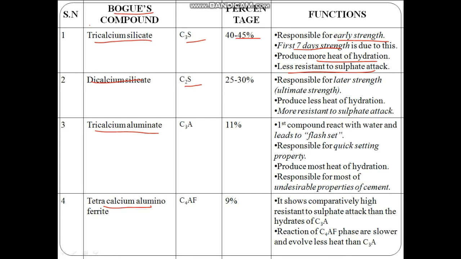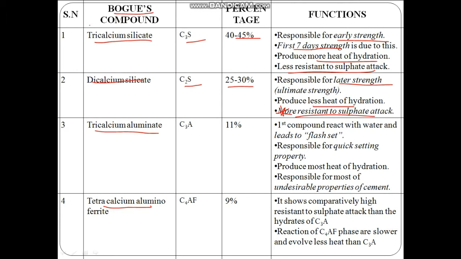Dicalcium silicate should be in the range of 20 to 30%, and it is responsible for later strength. It produces less heat of hydration and it is more resistant to the sulfate attack. This is a more important point. It is more resistant to the sulfate attack.